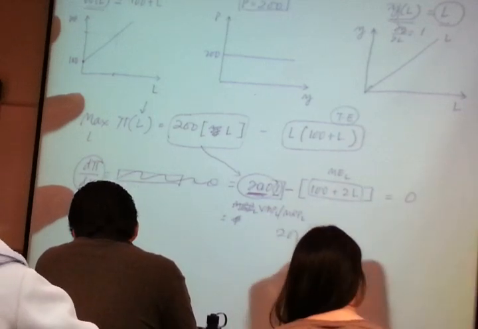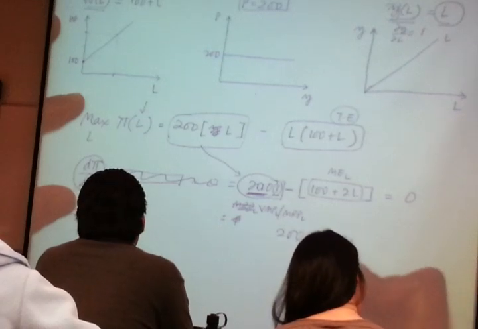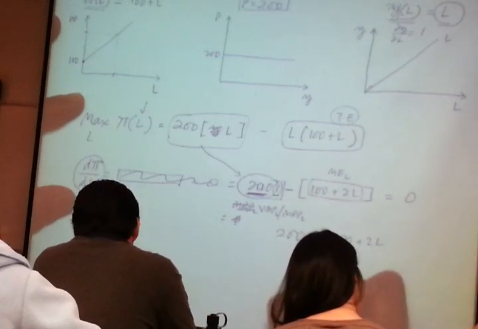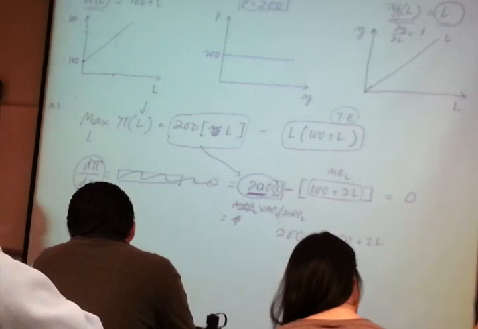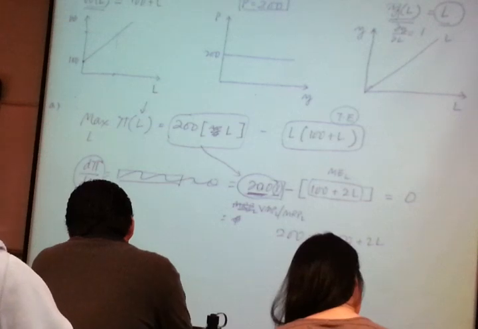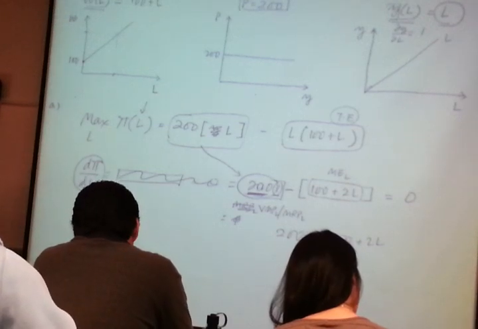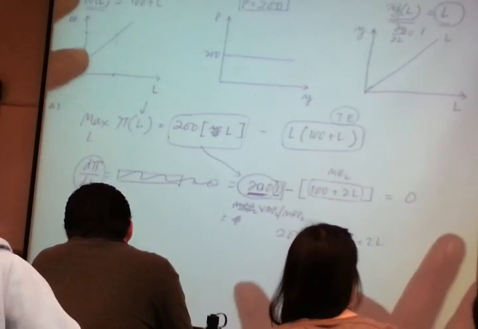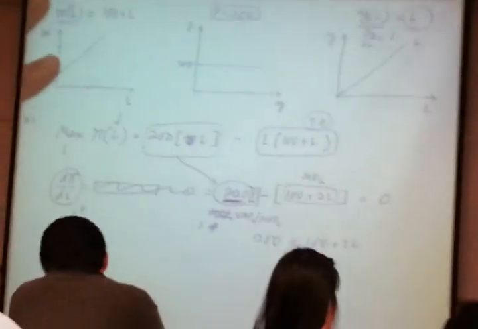In other words, 200 is equal to 100 plus 2L, L star is equal to 50. This is the profit maximizing demand for labor. In other words, this is the unconditional demand for labor. Diagrammatically, ladies and gentlemen, this is what is going on. I want to show you how I can equate MRPL and MEL here.